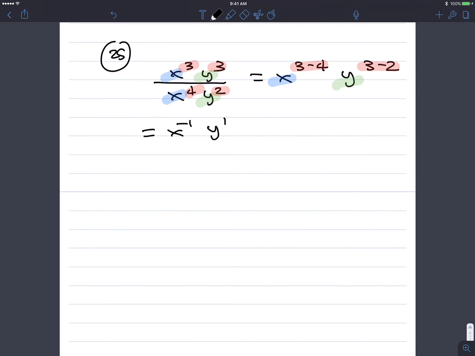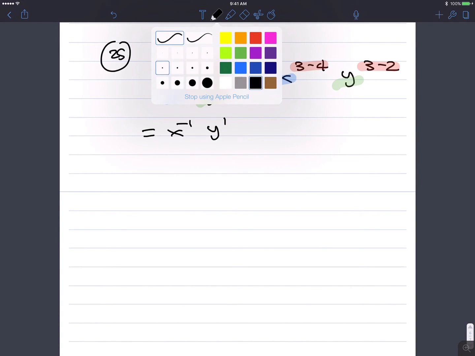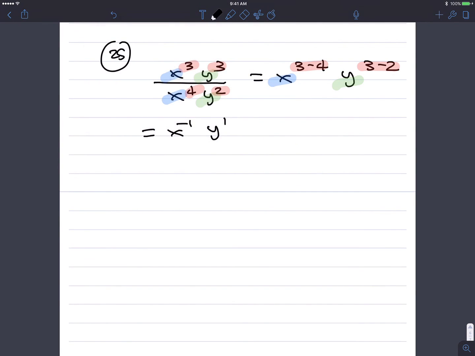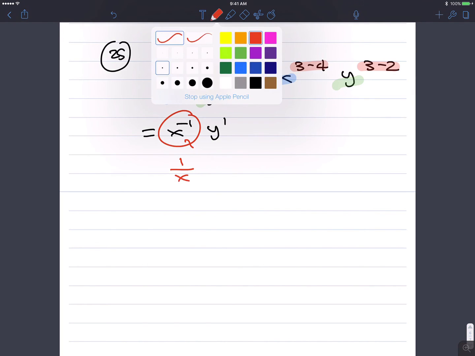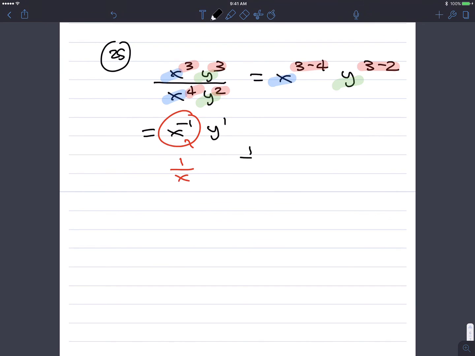Now here, let me emphasize, I have a base with a negative power. I'm going to write this as 1 over x. Okay, now the power is positive. What that gives you is 1 over x times my y to the first power, which is just y.